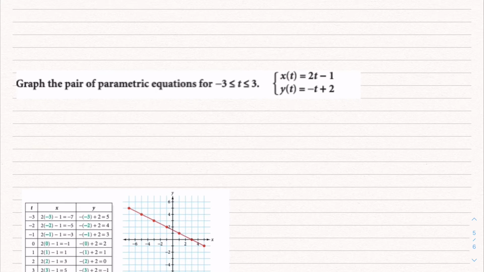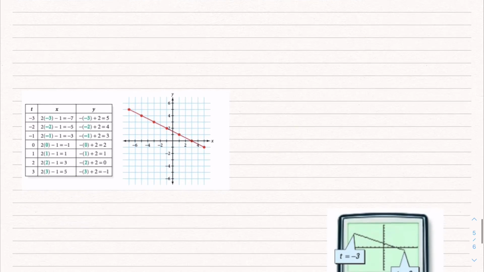And for method 2, you can use a graphing calculator. In parametric mode, enter the functions for x and for y in terms of t. Define your viewing window, including the minimum and maximum values for t, then graph. And your graph should look something like this on the calculator.